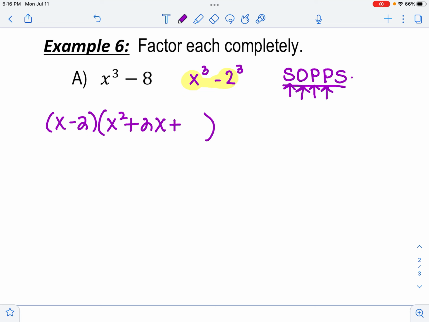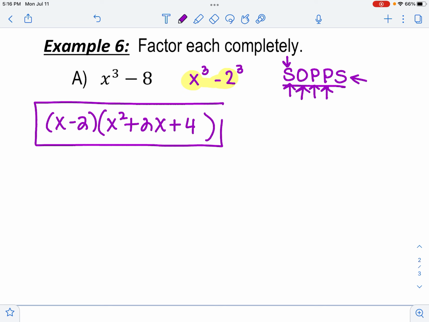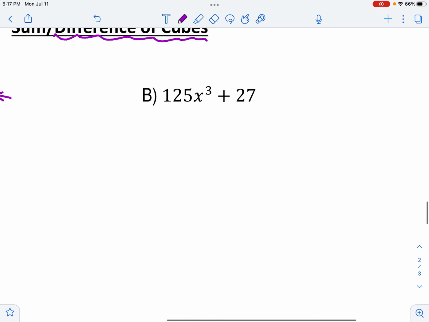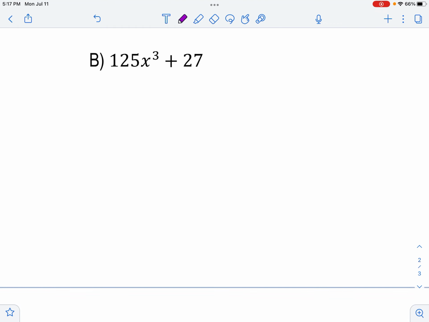And the last S stands for square again. So you're going to square the last term this time. The first S stands for square the first term, the second one stands for square the last term. And when I say this term, I'm talking about the 2. So square 2 and you get 4. And that is how you factor that. All right, next, we have one last problem. If you want to try it on your own, go ahead, pause the video, try it, and check in.